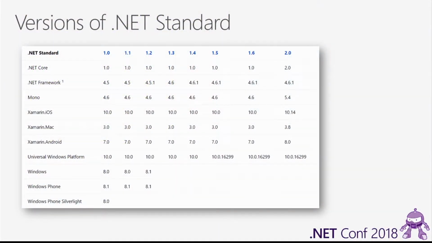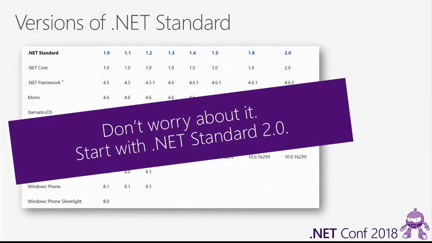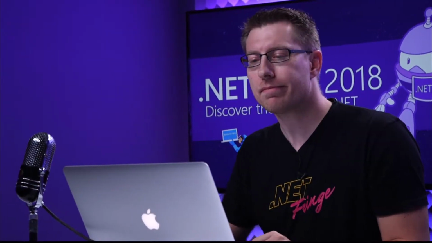Another question that I very often get is version numbers, like how many versions do we have in .NET Standard and where do they run and all of that. Point is, don't worry about it. You should really just start with .NET Standard 2.0. It is the best trade-off between reach and number of APIs that you have available to you. So if you're new to .NET Standard and you don't know how to select the version number, don't worry about it. Just start with 2.0 and you're pretty much good to go.